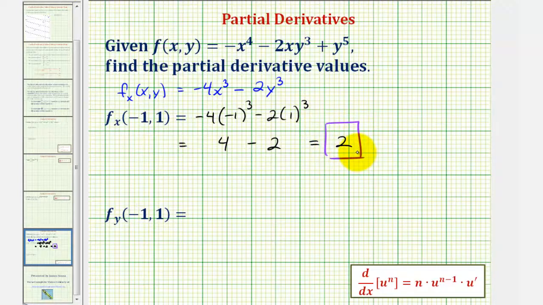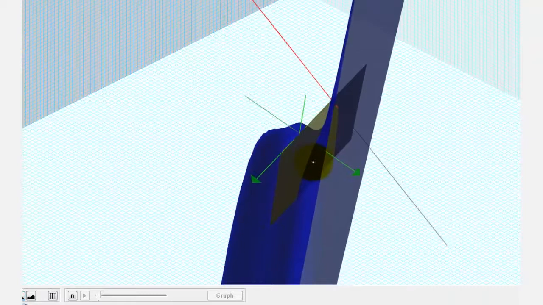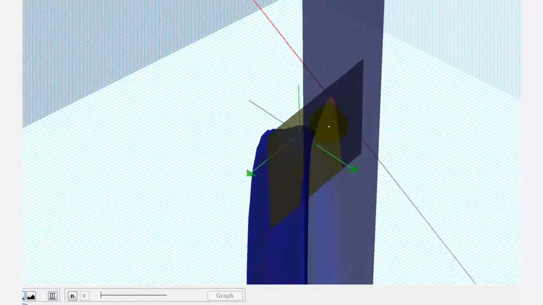So go back to our graph just for a moment. Notice as we move in the positive x direction, we can see this tangent line is going uphill, and that's the reason why our partial derivative is positive.